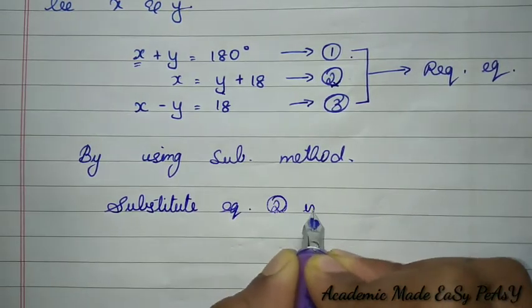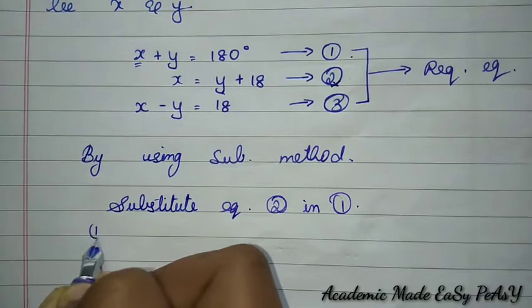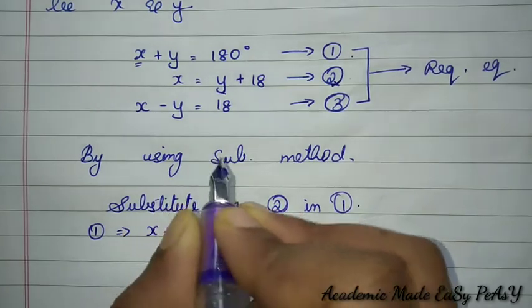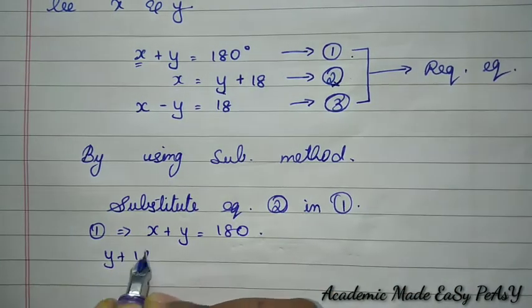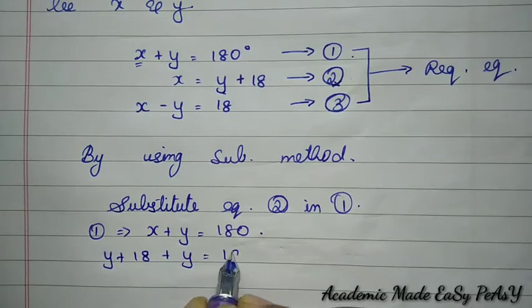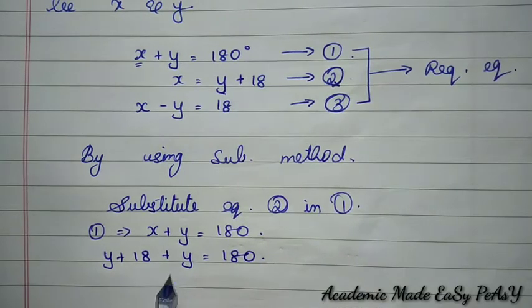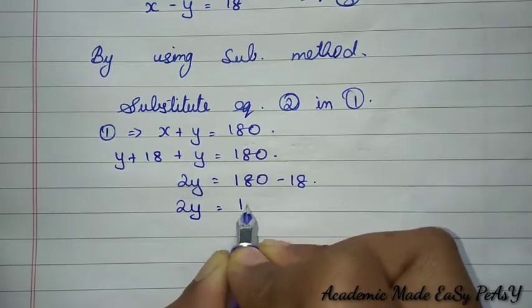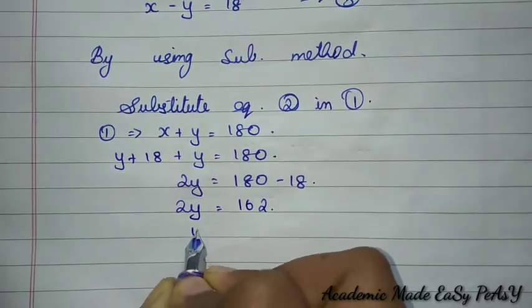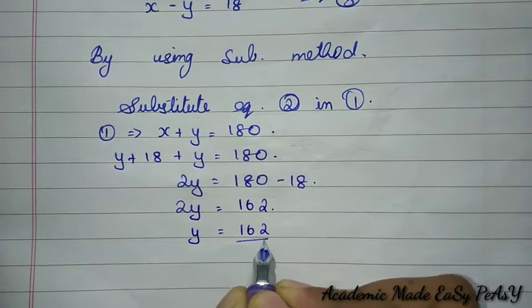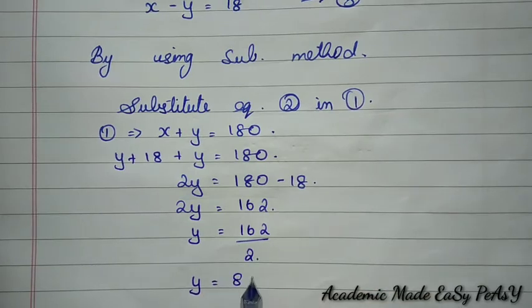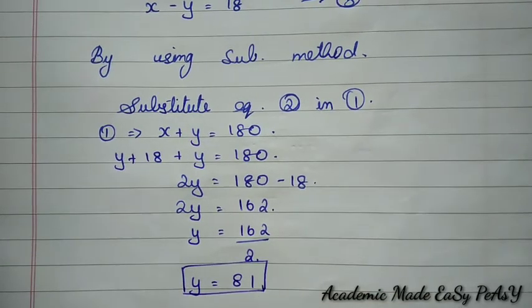So equation 1 implies x plus y is equal to 180. What is x here? x is y plus 18, so y plus 18 plus y is equal to 180. So 2y, taking numbers to one side, is 180 minus 18, which is 162. So y is equal to 162 divided by 2. Since it is an even number, I can divide directly: 81. So y is equal to 81.